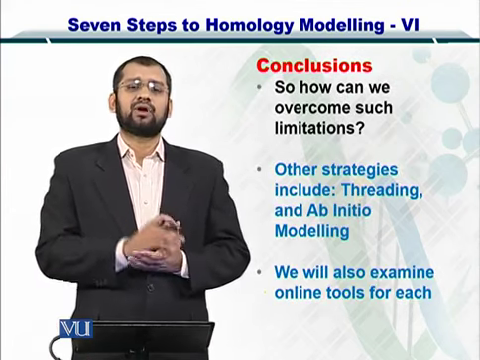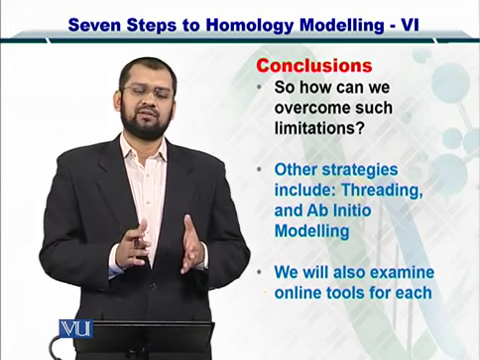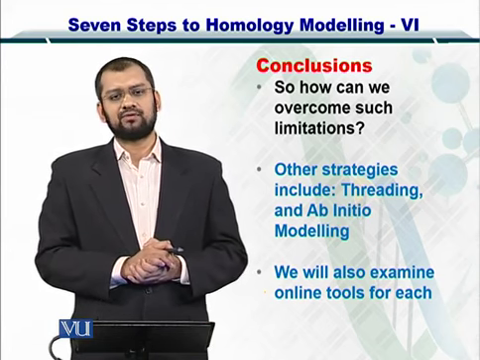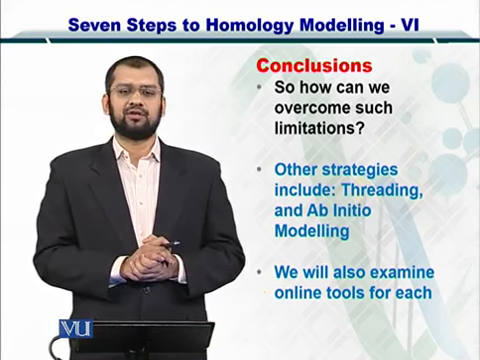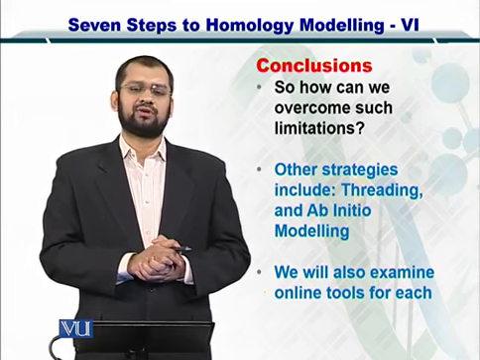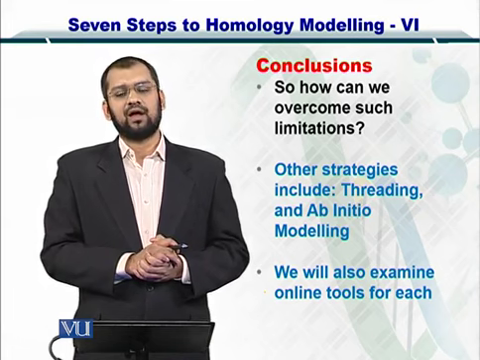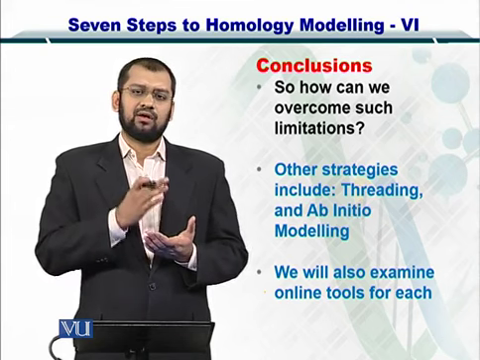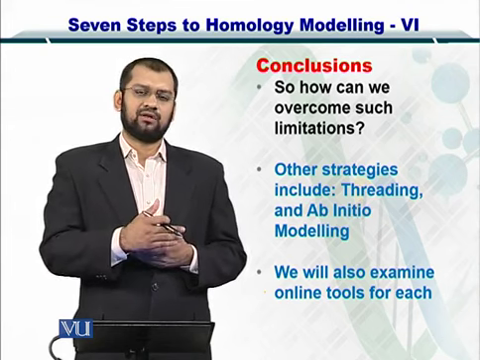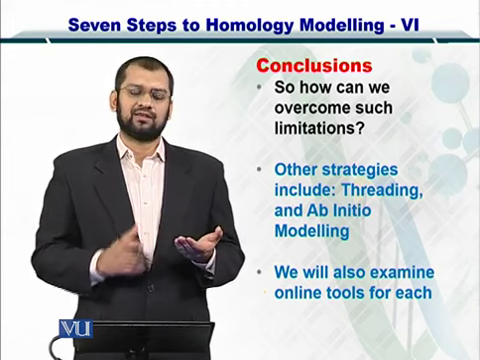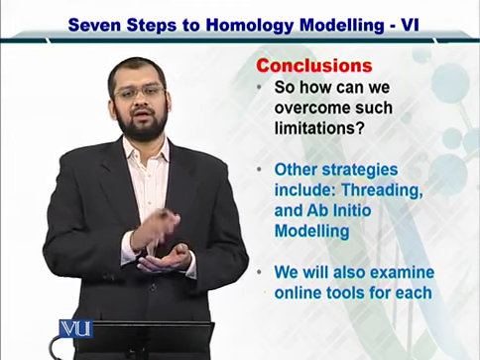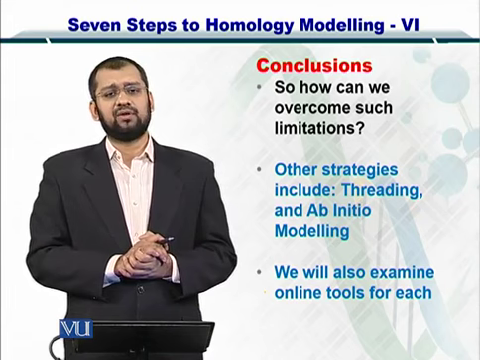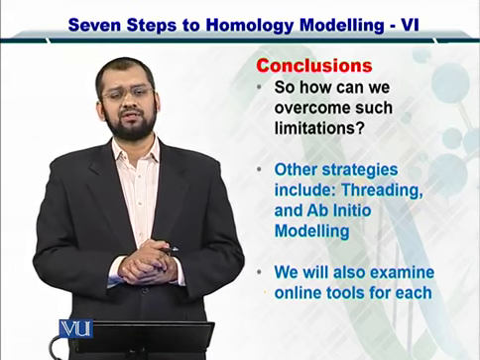Now, how do we overcome these limitations that are set in place because we are using a template structure? There are two other ways for the prediction of protein structures as well. One of them is called threading, and the second one is ab initio modeling. We'll look at these approaches later, but the point here is what to do if homology modeling fails, and therefore you also have other methods to predict the protein structure. We will examine the online tools that are available for each one of these strategies later as well.